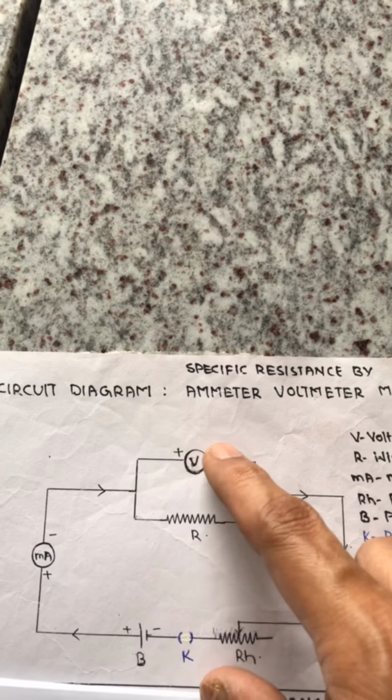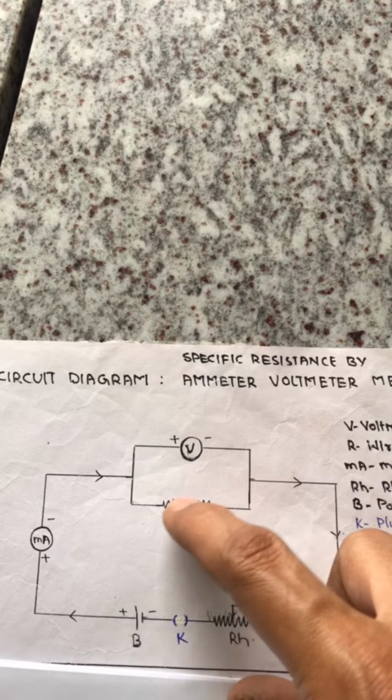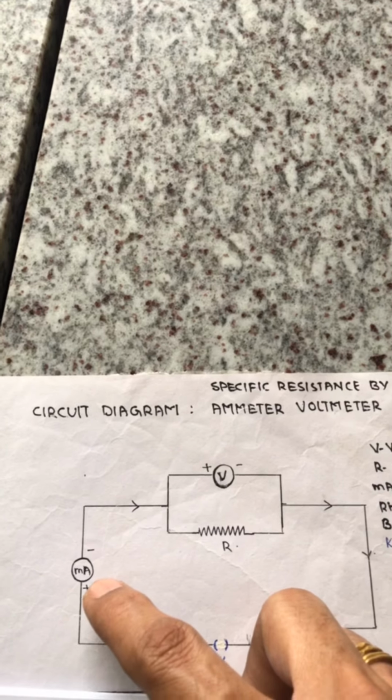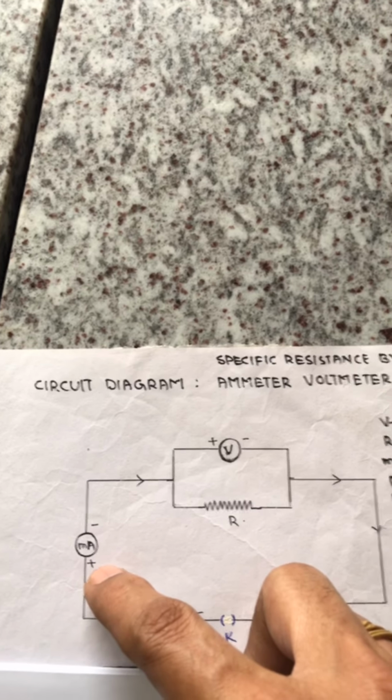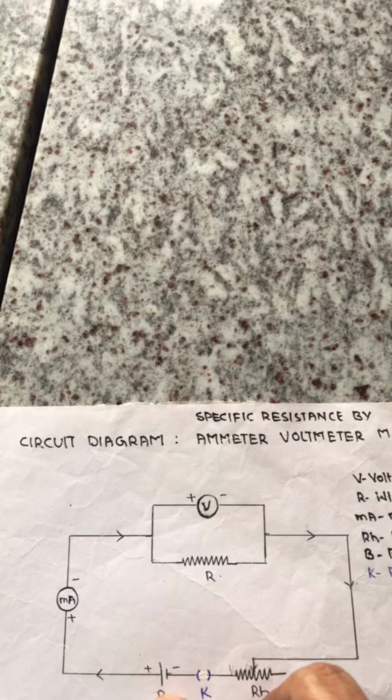Remember, this is a common connection between R and V. It's a common connection, okay? And here normally, now it will get to this milliammeter. So milliammeter positive, take one more wire and connect it to the battery positive.